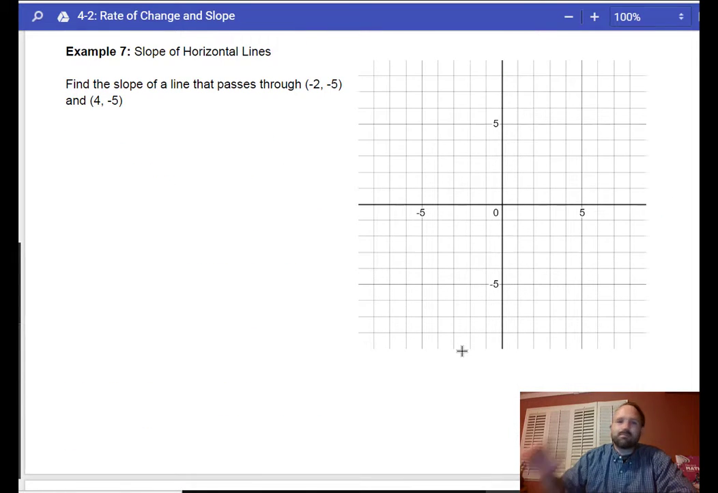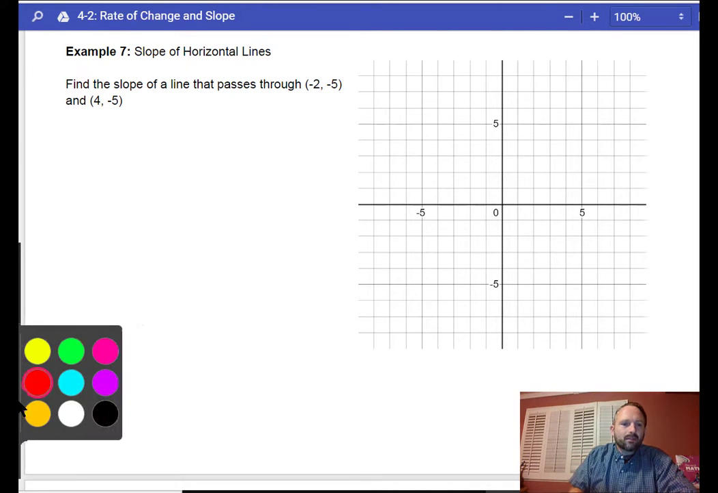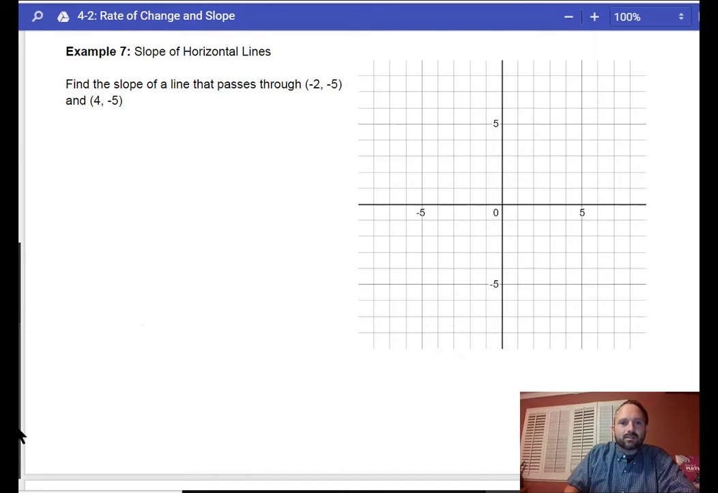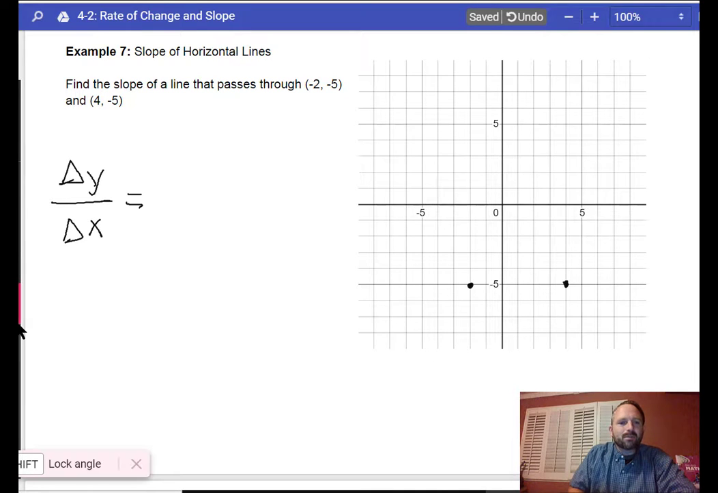Example 7. The slope of horizontal lines. So sometimes we're going to have horizontal lines. So in this case, we have something that's at -2, -5, and it's going to go to 4, -5. So how much up over how much over? Now, at this point, I would say, hey, you should probably be using a calculator to figure out, hey, what is the slope? Because this will give you a nice hint.